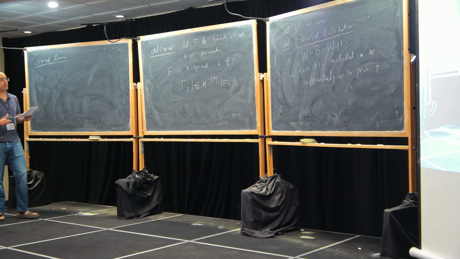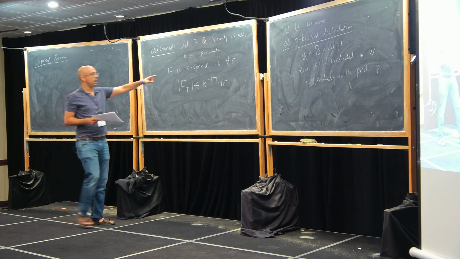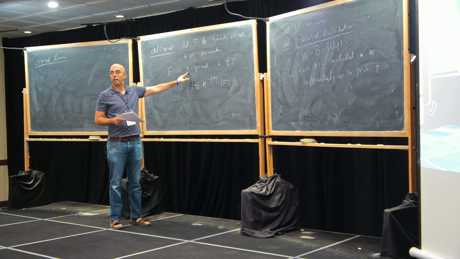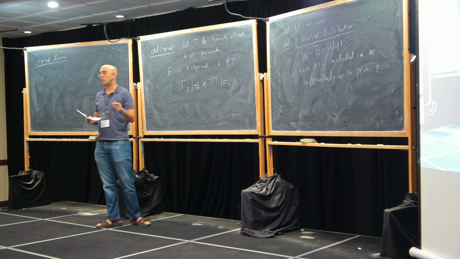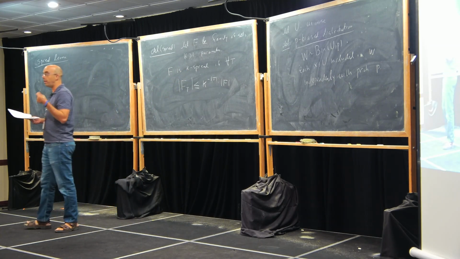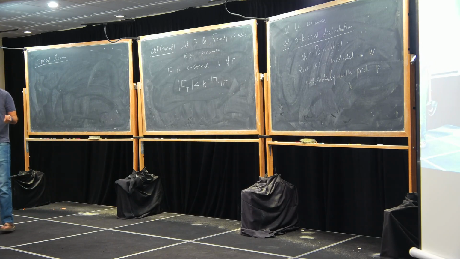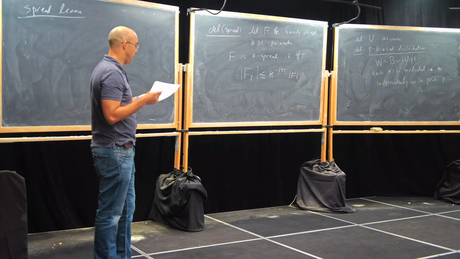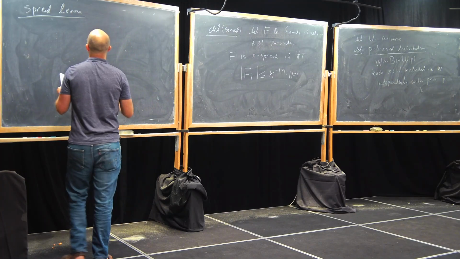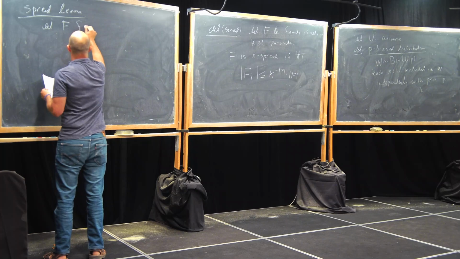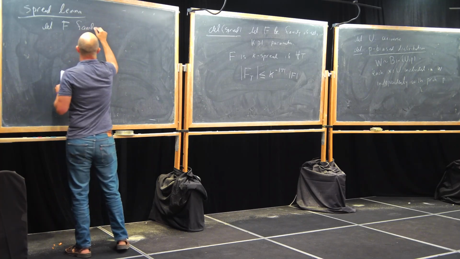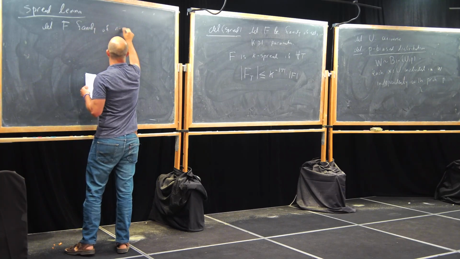The spread lemma is going to say that if this spreadness parameter is large enough, then a p-biased set is going to contain one of my sets in a family with high probability. This is a way that we'll demonstrate that the family has this random-looking behavior. So let F be a family of n sets.